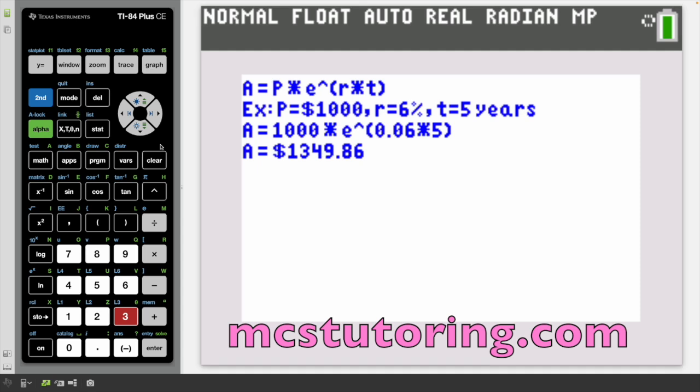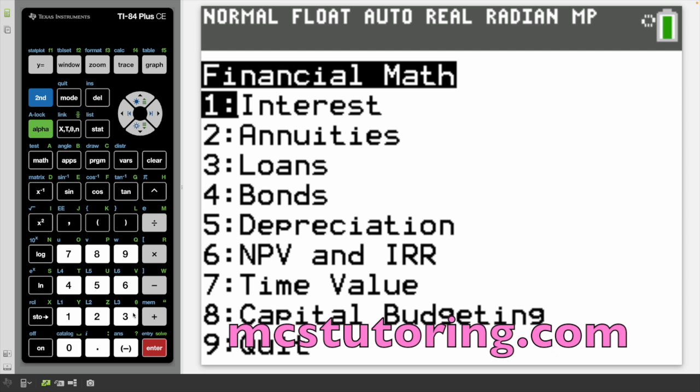Just so you know where the E is on this calculator, you press the second key and the division symbol to get the E. There's also an E raised to this: if you press the second and the LN key, it'll give you E, and then you just type in the exponent. You'd enclose it in parentheses, by the way, the 0.06 times 5 if you were to do it. Okay, and that covers interest.